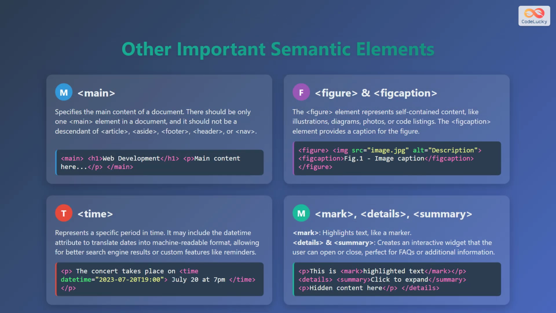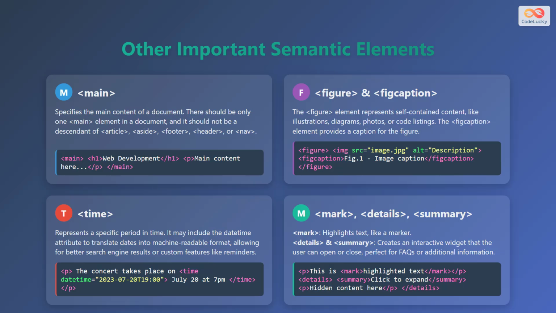Let's explore some other important semantic elements. First, we have the main element, which specifies the main content of a document. There should be only one main element in a document, and it should not be a descendant of article, aside, footer, header, or nav.